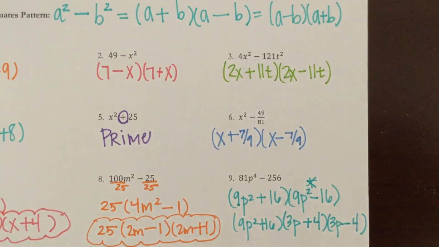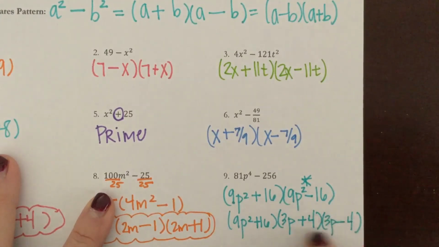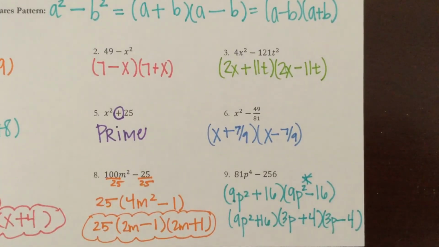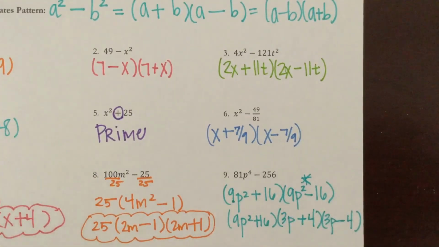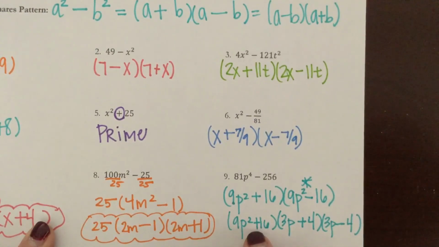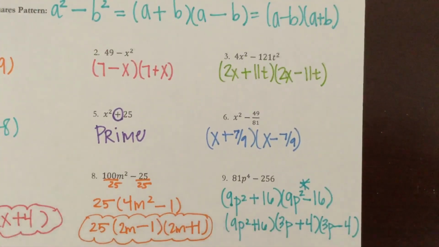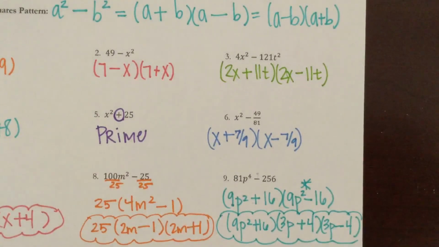So you might be asking, well, how do I know when I can stop? Well, when I get down to what we call linear factors, and the reason this is a linear factor is because the power is a 1. When I get down to linear factors, I know that I am probably done factoring. So 3p plus 4 and 3p minus 4 are linear factors. This is not a linear factor, but again, we already talked about why this could not be simplified because of the plus. So my final answer here is 9p squared plus 16 times 3p plus 4 times 3p minus 4.